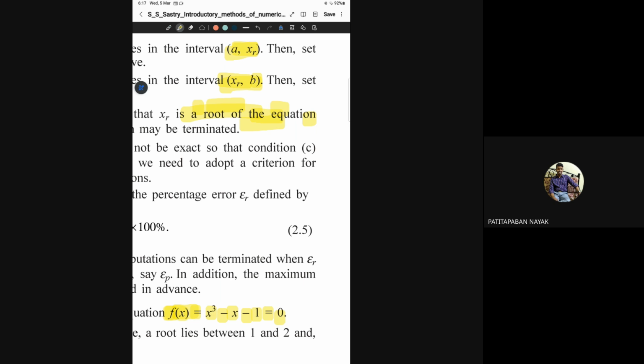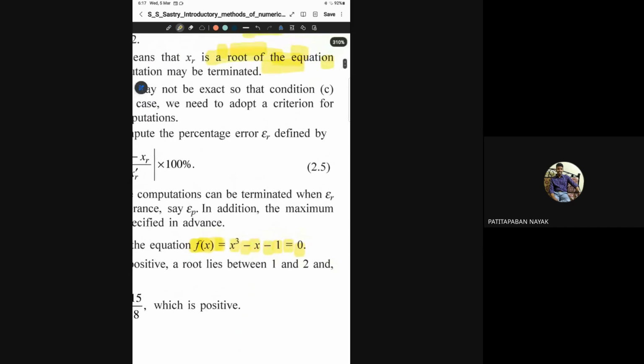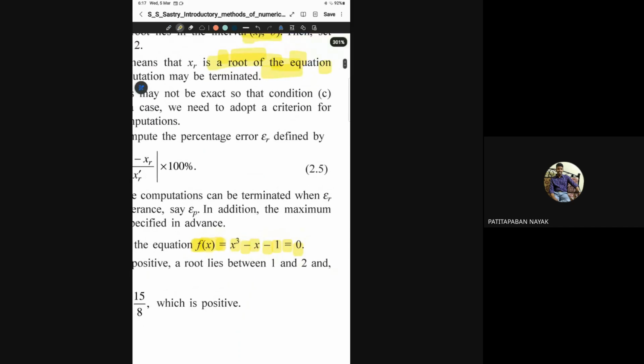We have started. So what we will do is take any two guesses, and if a guess works, then that is fine. If I substitute, let's say, x equal to 1, then it will be 1 cube minus 1 minus 1, that will be minus 1. So for x equal to 1, f of x is negative.